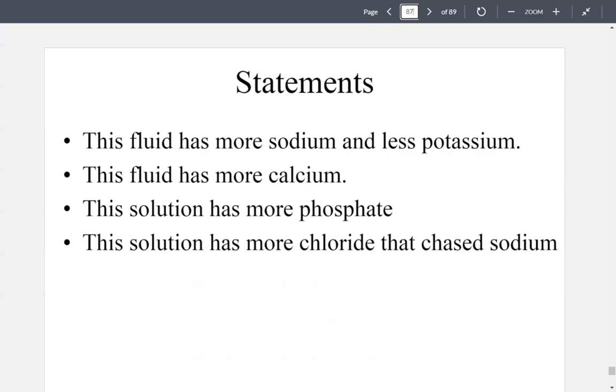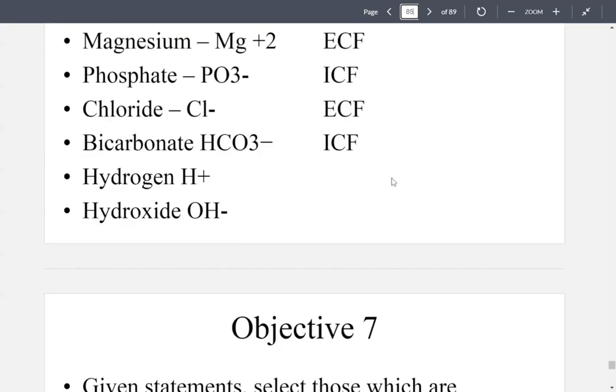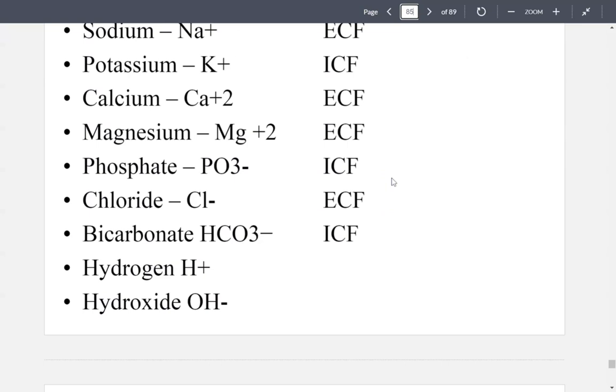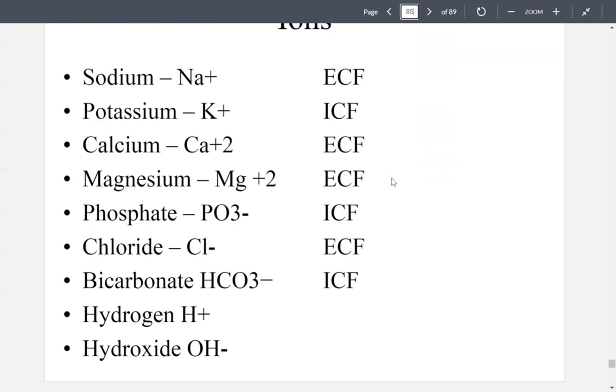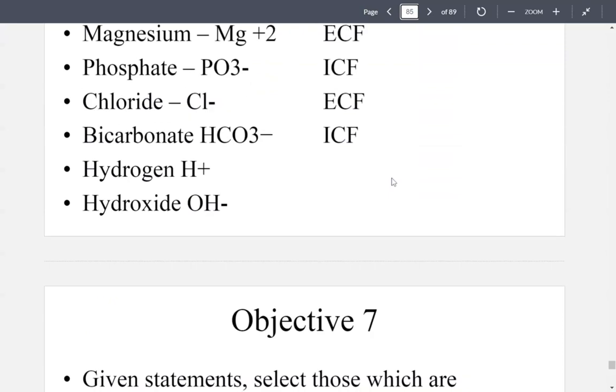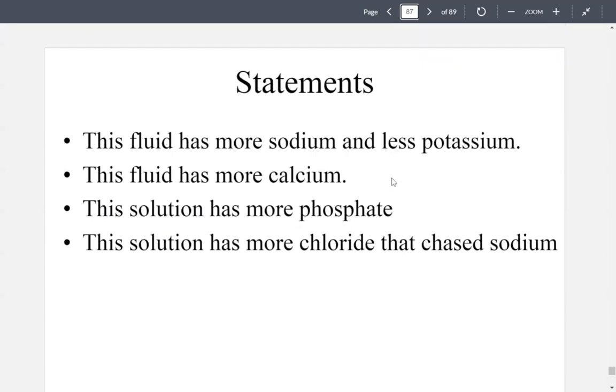This is just reiterating. Fluid that has more sodium and less potassium will be extracellular fluid. Fluid that has more calcium is going to be extracellular fluid. More phosphate is intracellular fluid. And chloride tends to chase sodium. So if we have more sodium outside than in, we're also going to tend to have more chloride trying to get out.